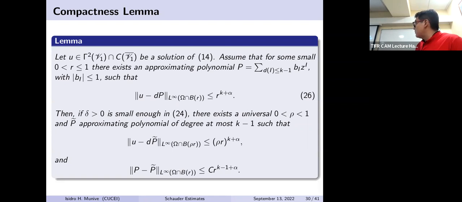So as before, we have a solution, and we start by assuming that there is an approximating polynomial that satisfies this. Then we can find a better one. That's the whole idea. Then if delta is small enough, the delta that I told you before, it gives you the smallness. We can find this rho for which we have this decay.